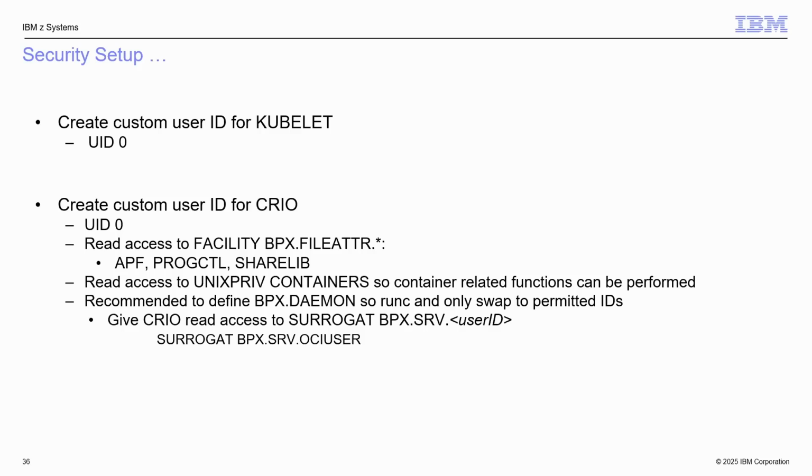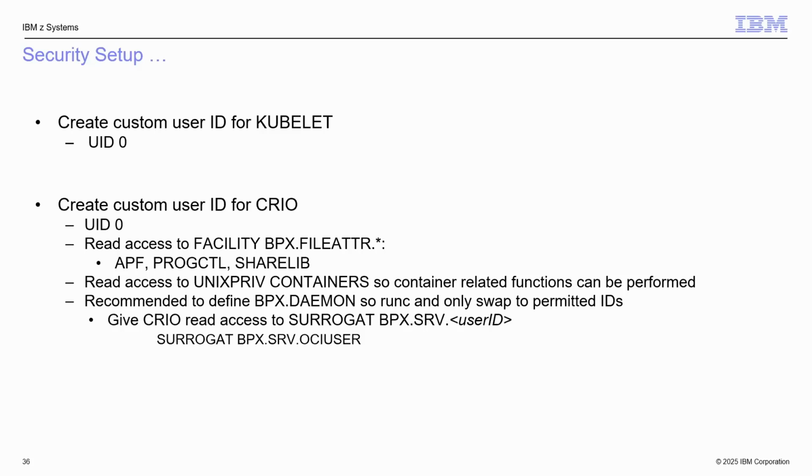Cryo also needs a few additional things. First is read access to this facility that's listed. This is because some container images have APF authorization, so this allows Cryo to run them. We also need read access to Unix priv containers, which allows the user to create namespaces. And then finally, we recommend defining bpx.daemon.